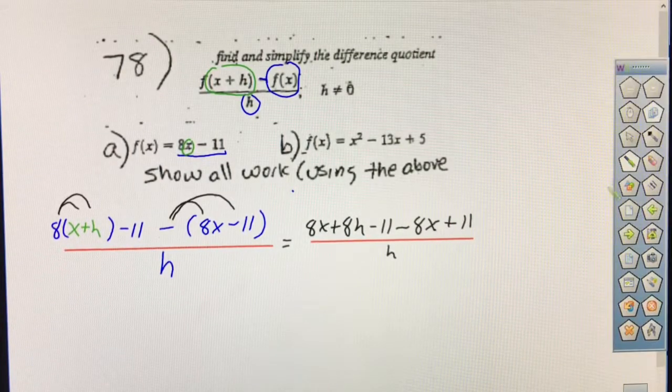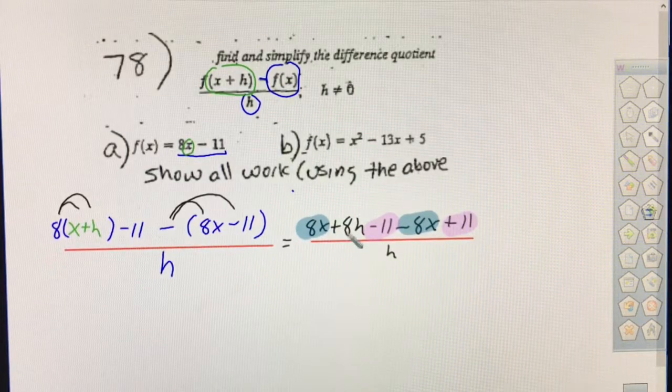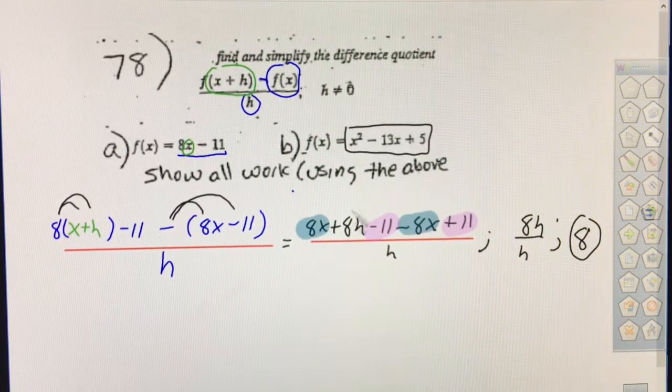Now I have to do some simplification. Notice the 8x and the negative 8x simplify. Also notice the negative 11 and the positive 11 simplify. That is going to give me 8h over h. And that equals, lo and behold, just 8. That's the difference quotient. Now I'm going to do the difference quotient for part B, and this one's a whopper.